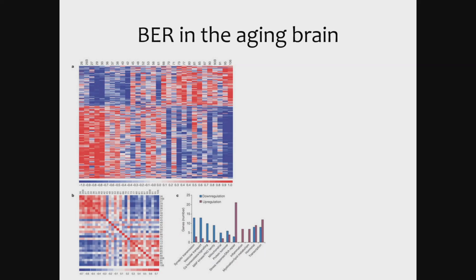And what I want to give you is just an example of how BER can be affected as we age, or how it can cause disease in the long term. Because this is one of the most common types of damage, oxidative damage is what causes most of the BER damage.